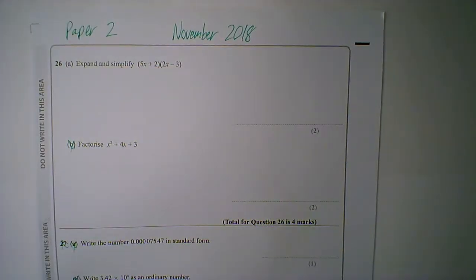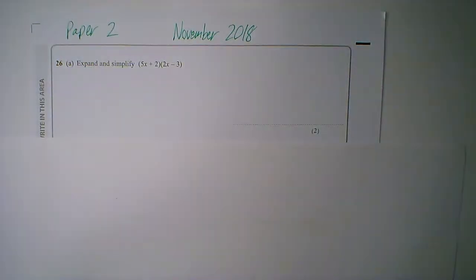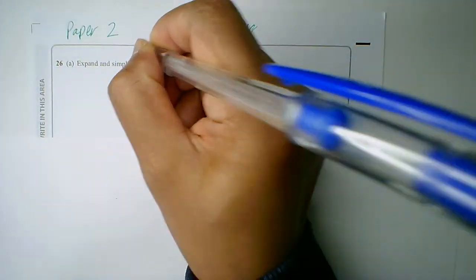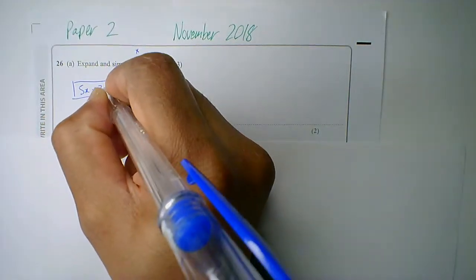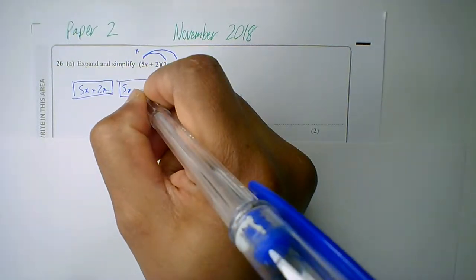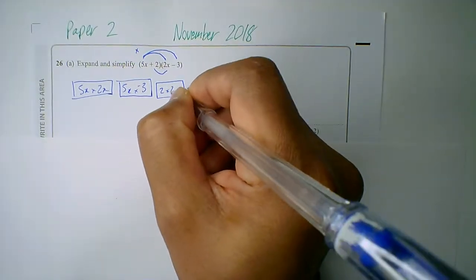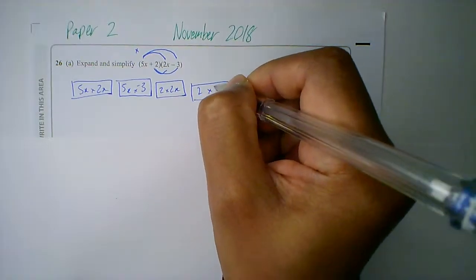All right, and this is the penultimate question. Okay, so 2 questions left. Again, similar to before, we've got double brackets. So press pause and have a go. So expand and simplify. So I'm going to be multiplying 5x by 2x. I'm going to be multiplying 5x by minus 3. I'm going to be multiplying 2 by 2x. And I'm going to be multiplying 2 by minus 3.